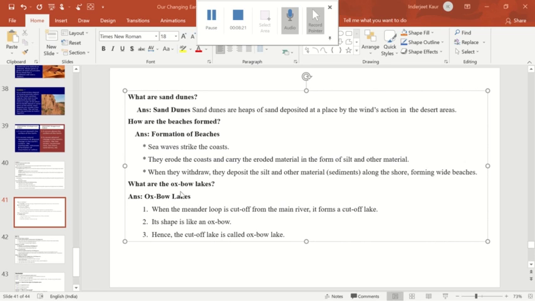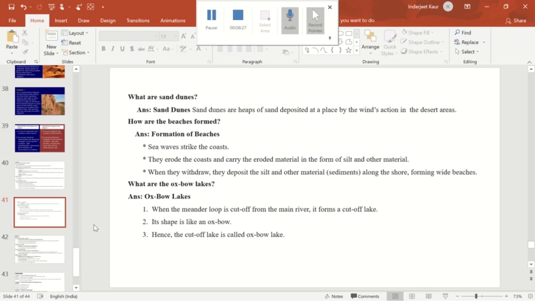Next question, what are the Oxbow lakes? When the meander's loop is cut off from the main river, it forms a cut off lake. It is shaped like an oxbow. Hence, the cut off lake is called Oxbow Lake.